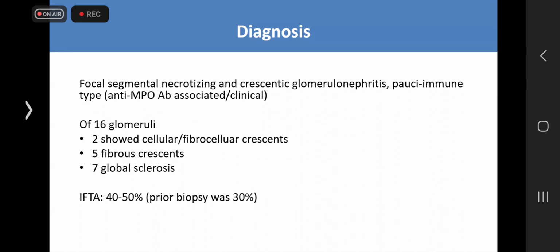But in terms of activity, of the 16 glomeruli, 2 showed active crescents, and there were 5 with fibrous crescent, so these are inactive ones, and 7 with global sclerosis. So compared to the prior biopsy, the glomeruli are showing much more chronicity, but still persistent activity. And also in the tubular interstitium, you have this increase in tubular interstitial scarring, so 40 to 50% in contrast to 30% from before. So overall, same disease, more chronic changes with persistent activity, and without any thrombotic microangiopathy or any indication of other disease process.